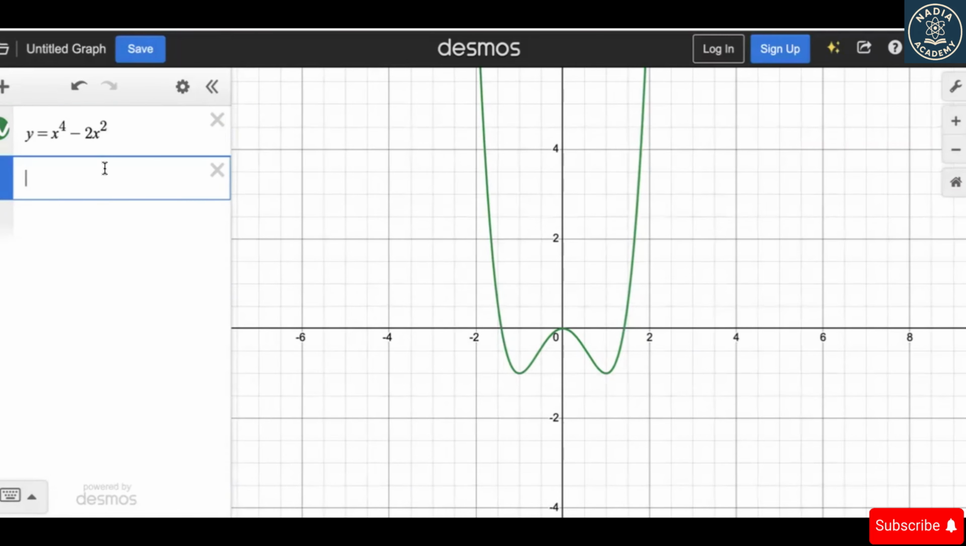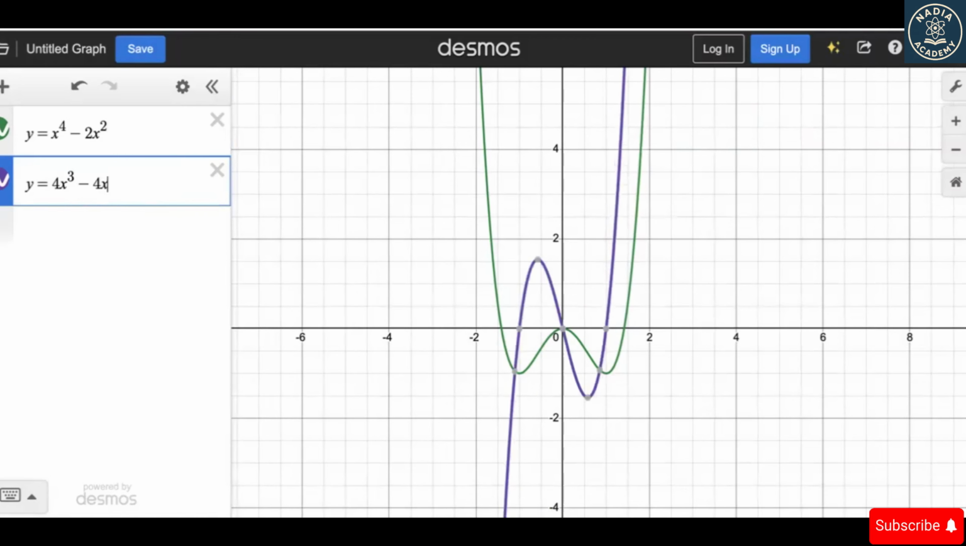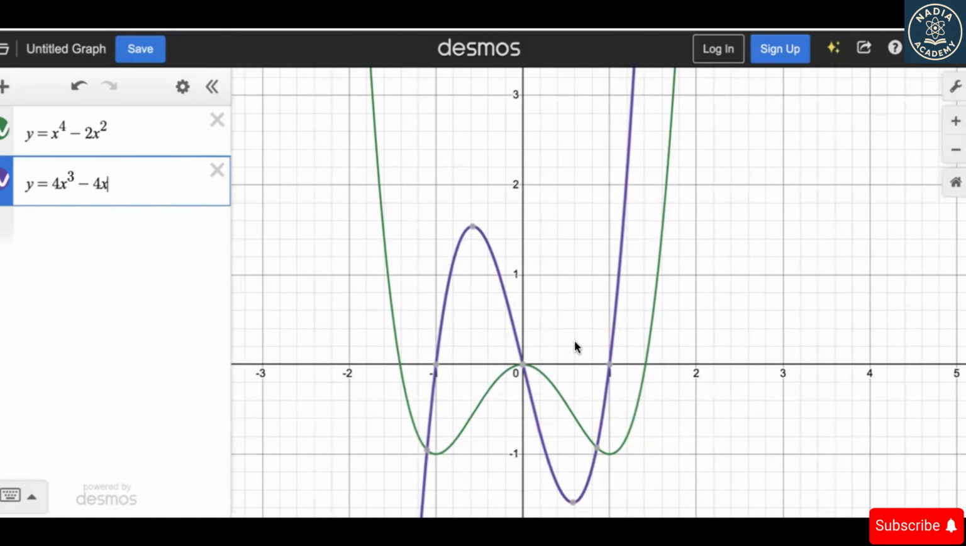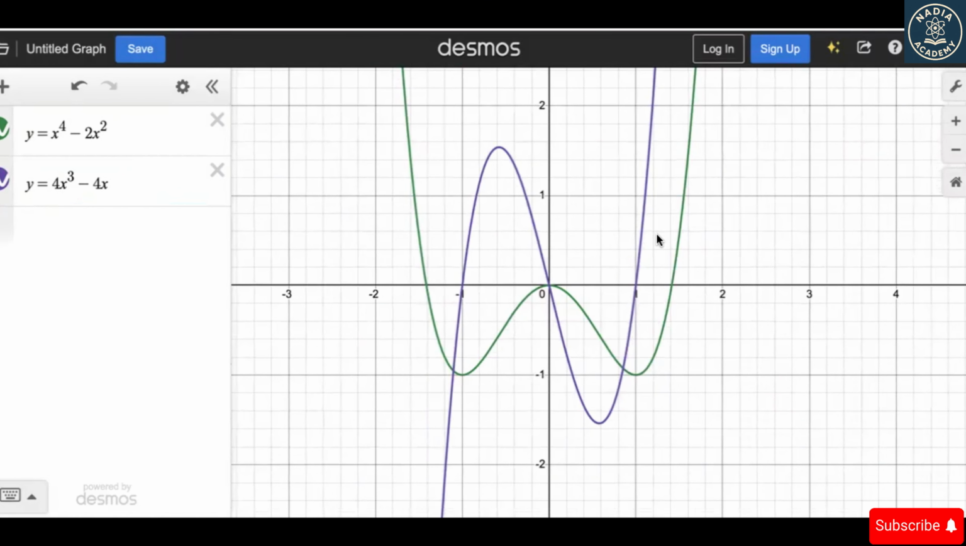Now we can also have a look at the graph of its first order derivative. For y equals x to the power 4 minus 2x squared, the derivative is 4x cubed minus 4x. That is the derivative.